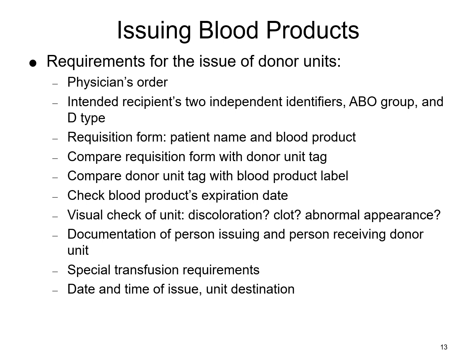So you're doing all of these checks. You're looking at things like the expiration date. You're looking for discoloration, clots, any kind of abnormal appearance for that product. So you're giving a visual inspection, and you're documenting somewhere that you performed that visual inspection. Now, documentation of the person issuing and the person receiving the blood, the units. You have to have some kind of documentation that you issued it.